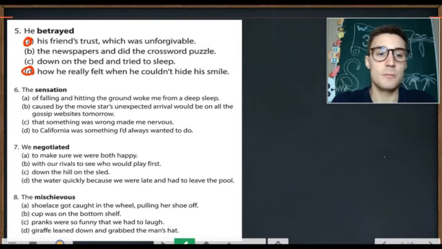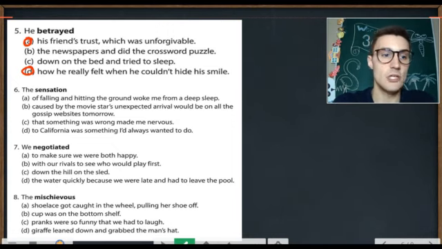B. Caused by the movie star's unexpected arrival would be on all the gossip websites tomorrow. C. That something was wrong made me nervous. D. To California was something I'd always wanted to do. Now I can see 3 that are correct.